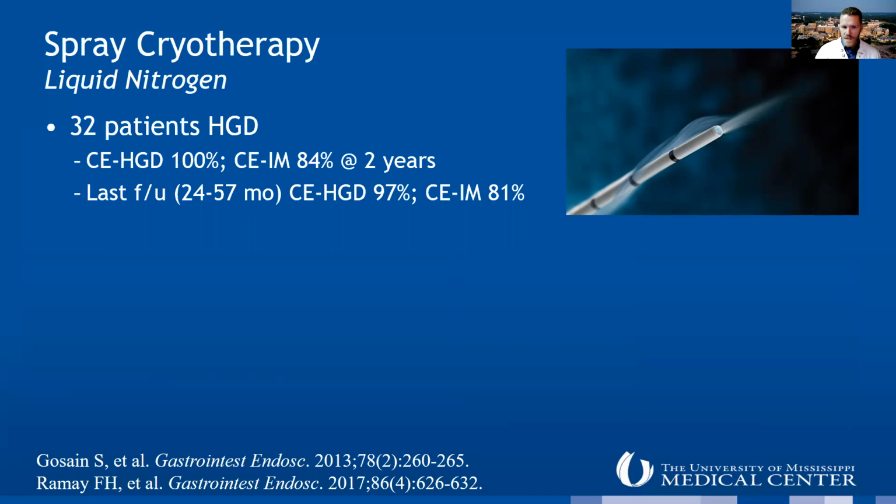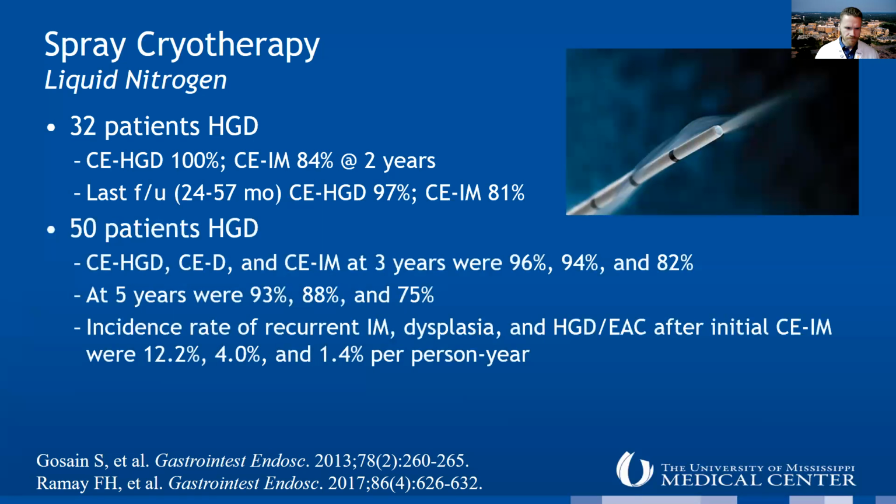They had 84% elimination of intestinal metaplasia, and that's at the 2-year follow-up. And at the last follow-up of any of those patients, which ranged from 24 to 57 months, they had still maintained a 97% elimination of high-grade dysplasia.